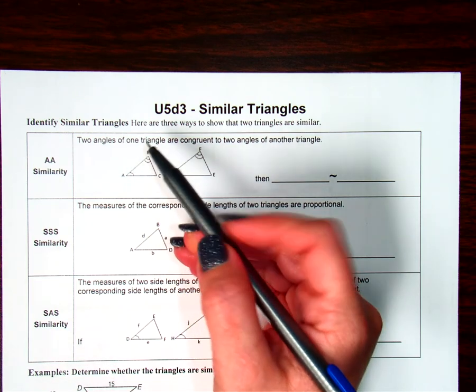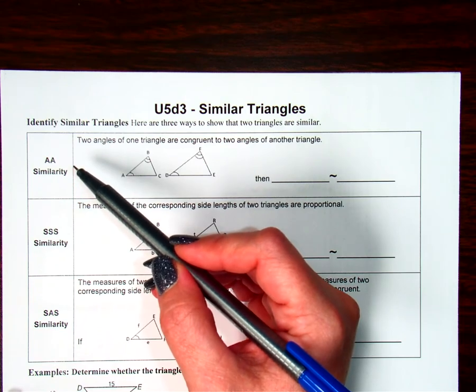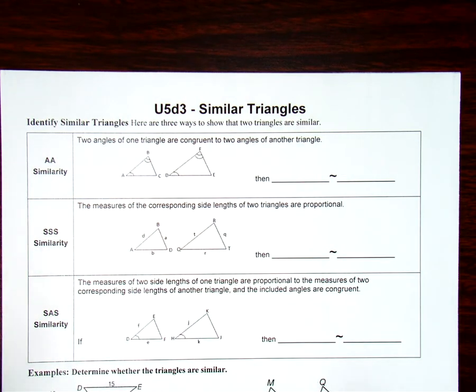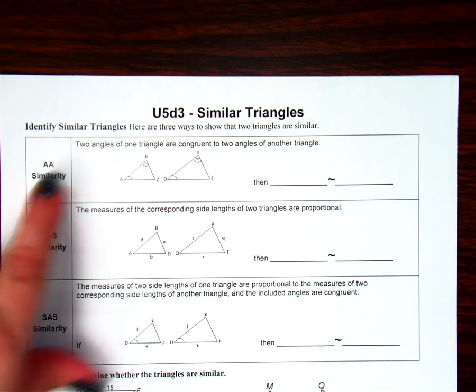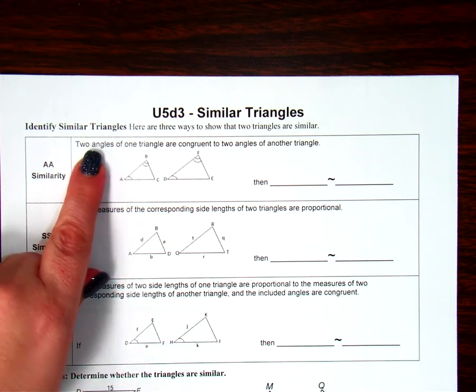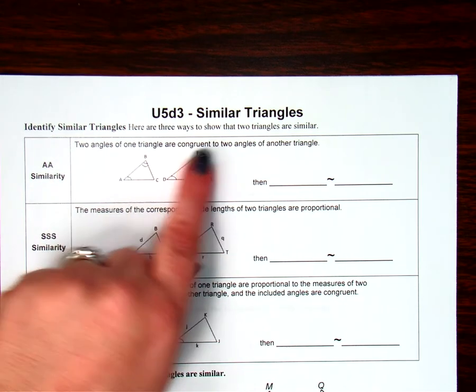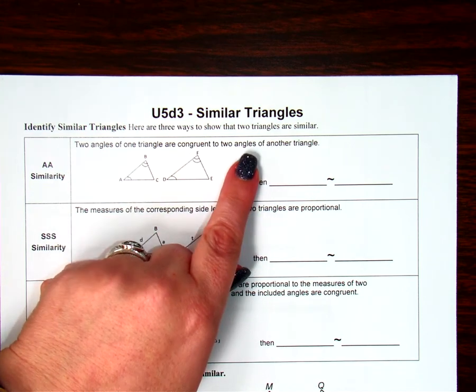And so we have some theorems or postulates that we use to prove 2 triangles are similar without having to show all the angles are congruent or all the sides are proportional. The first one is called the AA similarity, and it stands for angle-angle. If I have 2 angles of one triangle and they are congruent to 2 angles of another triangle, then I can say my triangles are similar.